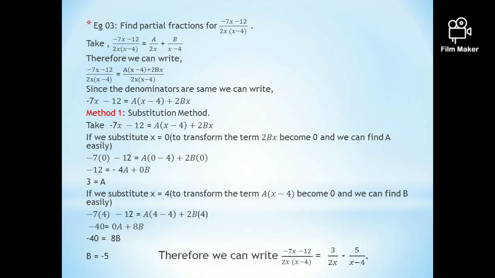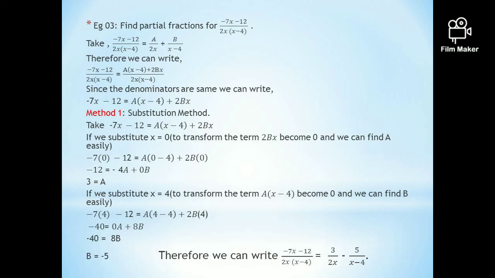There you get (-7x - 12) over 2x times (x - 4) equals a times (x - 4) plus b times 2x, over 2x into (x - 4). With the fact that the denominators are the same, you can simply equate the numerators. With that you can write -7x - 12 equals a times (x - 4) plus 2bx.